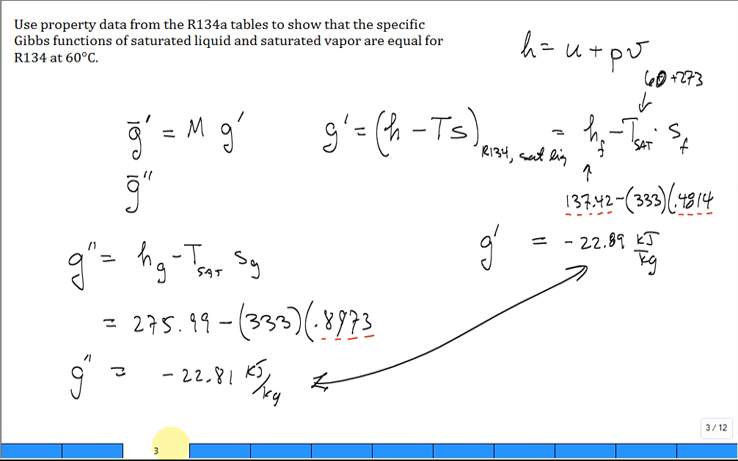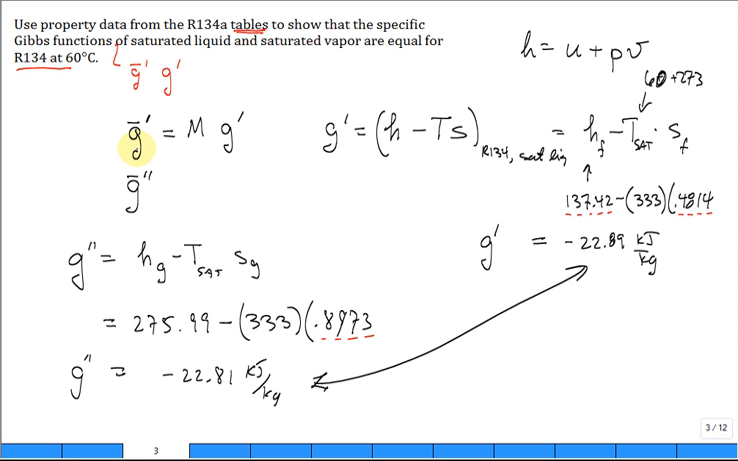This is a problem, and I'll read it. You use property data for refrigerant 134a straight from the tables, those values in the table, and show that the specific Gibbs function, g bar prime or g prime, it's either on a molar basis or a mass basis, either one, for saturated liquid and saturated vapor are equal at this temperature of 60 degrees C for that refrigerant. So I've already solved this problem. In the interest of time, I'm trying to cover some material quickly so some people can leave.